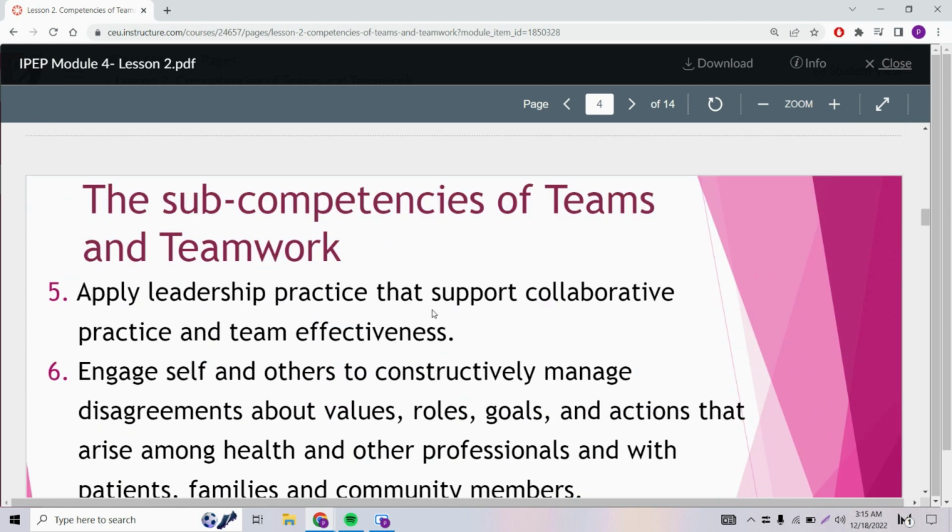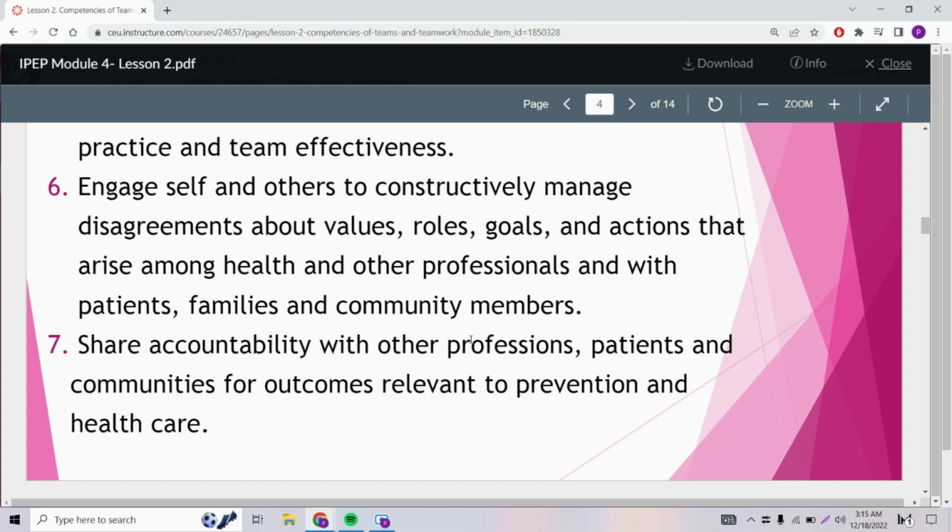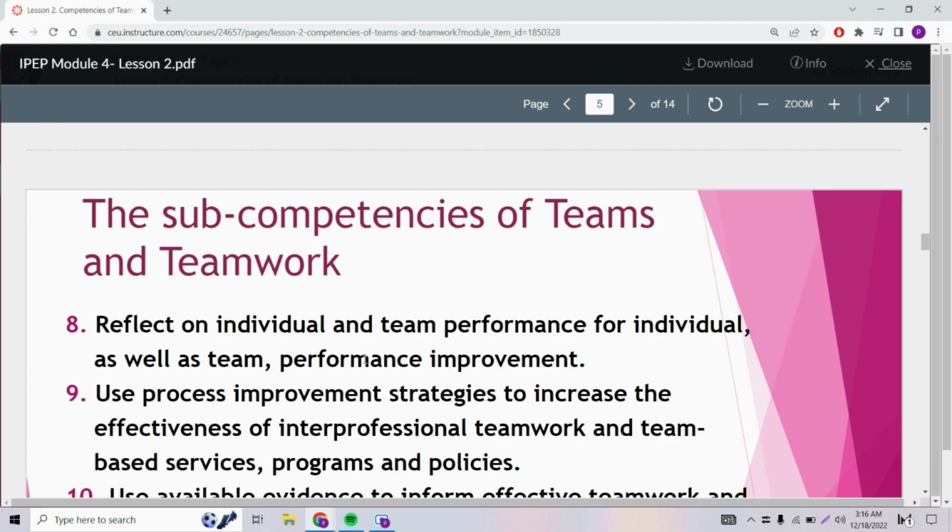Now, apply leadership practice that would support collaborative practice and team effectiveness. Engage self and others to constructively manage disagreements about values, roles, goals, and actions that arise among health and other professionals and with patients, families, and community members. Share accountability with other professions, patients, and communities for outcomes relevant to prevention and healthcare. Reflect on individual and team performance for individual as well as team performance improvement.